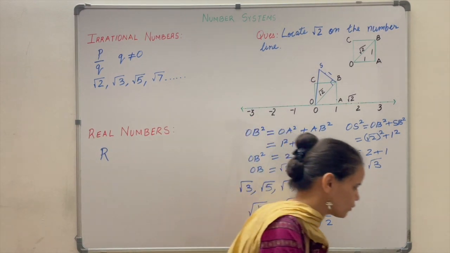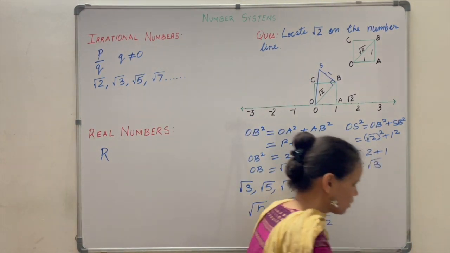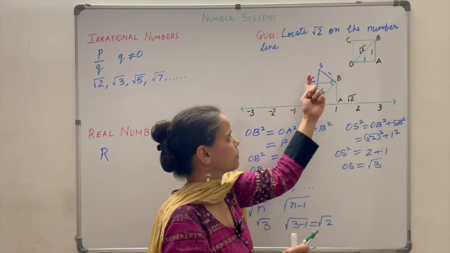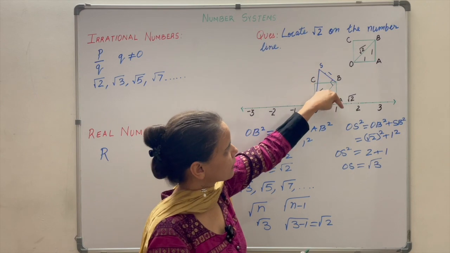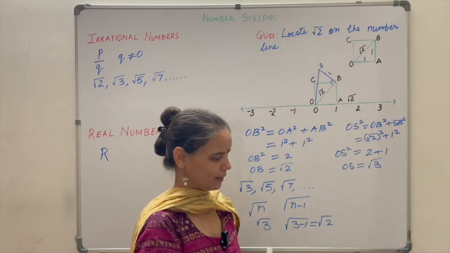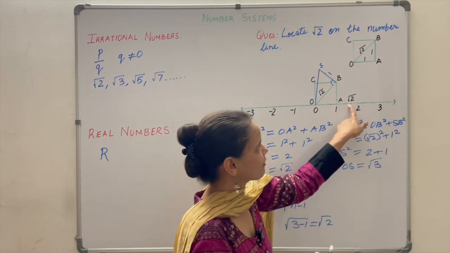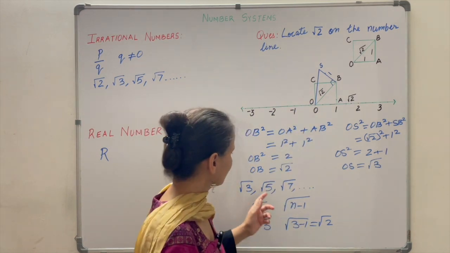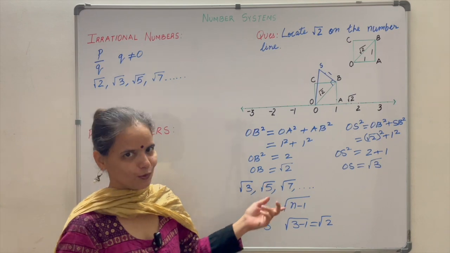Again, the same thing you will do: keep the compass needle here at point O, pencil tip here, measure this length and make an arc on the number line. That point will come somewhere here. So that is root 3. You can repeat the similar process to locate root 5, root 7 and so on.